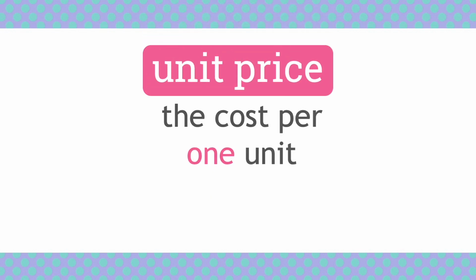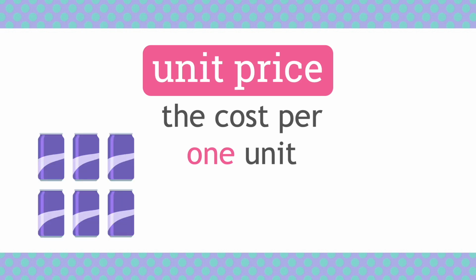I don't know about you, but when I'm shopping, I love getting the best possible deal. One way you can make sure you're getting a great deal is by calculating the unit price. Unit price means the cost per 1 unit of something. For example, if you buy a 6-pack of soda, the unit price would be the cost per can.